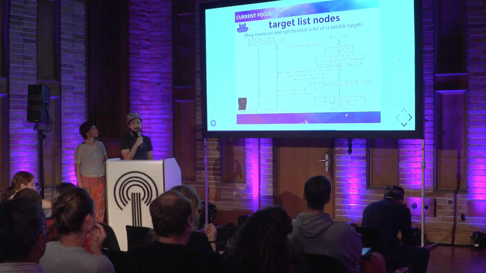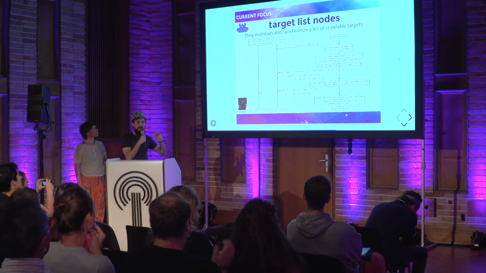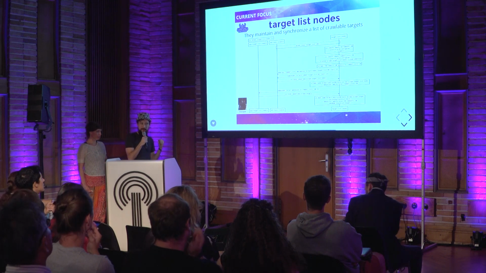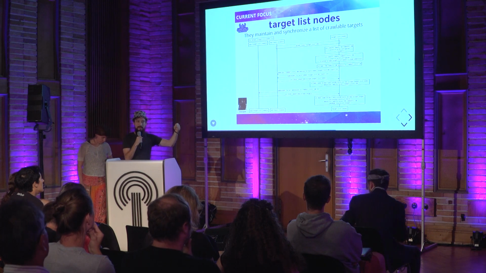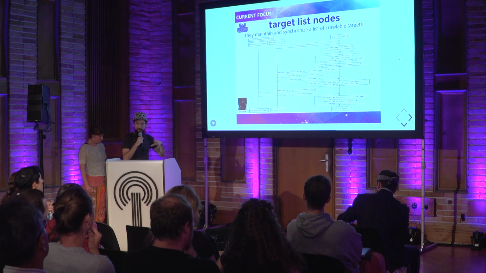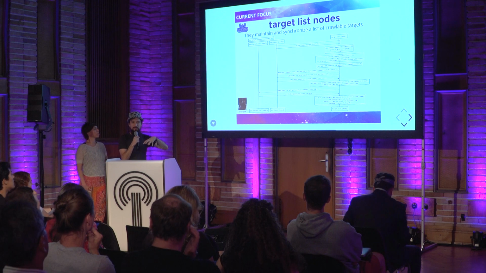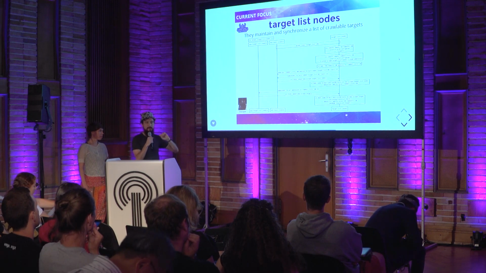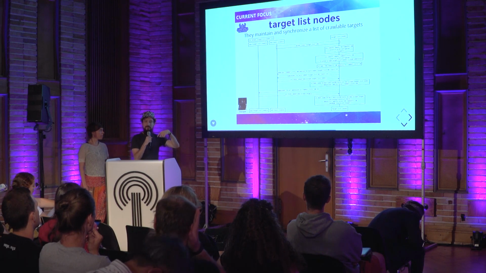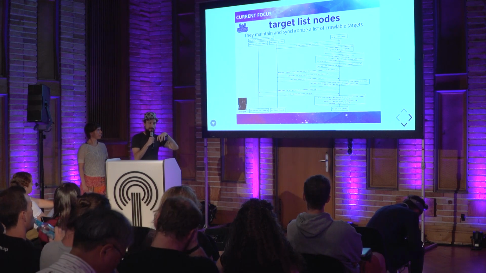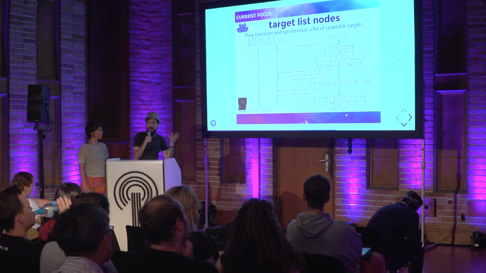Then we have target list nodes. You can run your own and add all the targets that you think should be scraped, or having an API, so you can get them from that. And they're publishing themselves to the DHT, so other nodes can discover them, and then they download the targets. And the targets, it depends. I mean, anything can be a target.